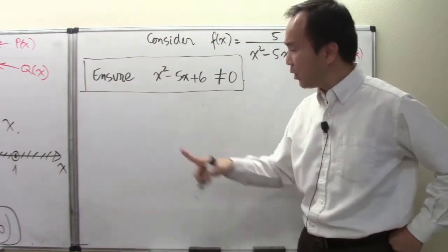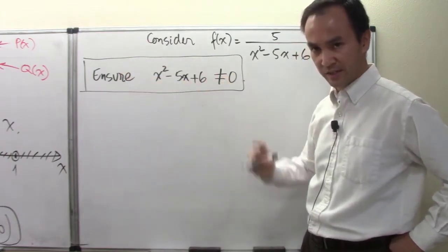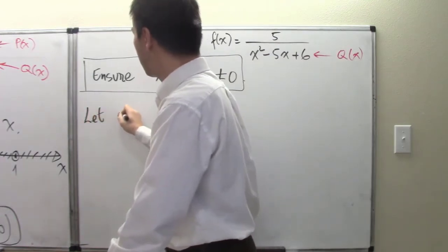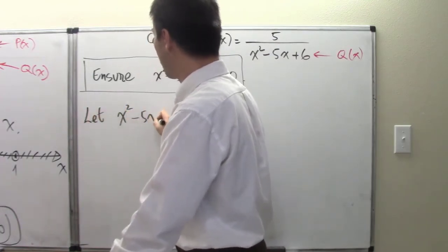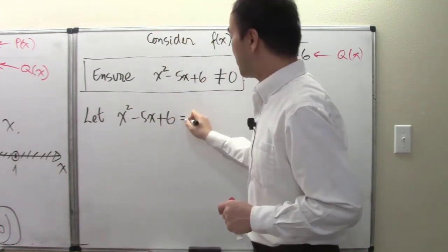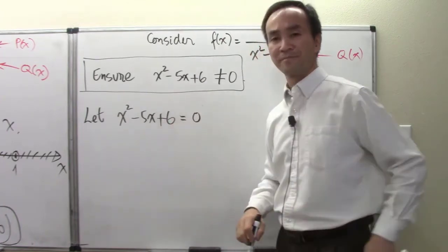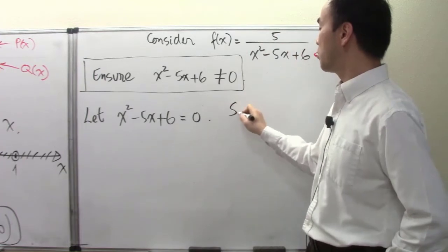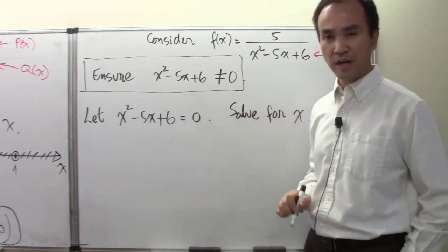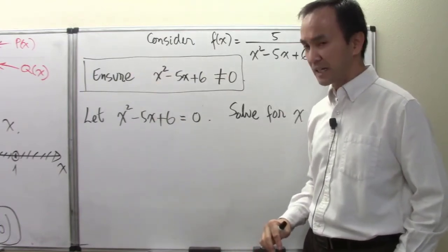In order to achieve this goal, ensuring the denominator is non-zero, we're going to purposely let our denominator, x squared minus 5x plus 6, and notice again that this is indeed a polynomial, equal 0. Then from here we are going to solve for x. The work is extremely similar to that other demo problem I brought up on the other board.